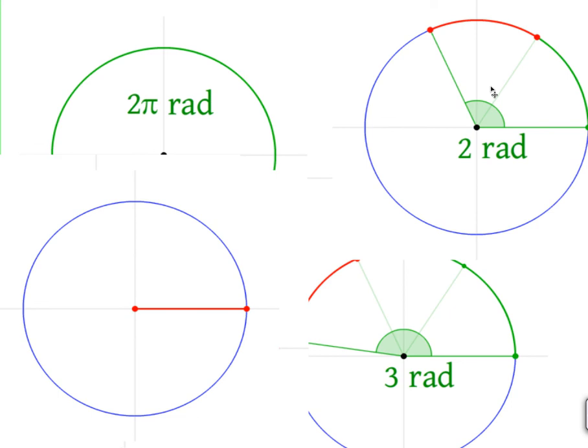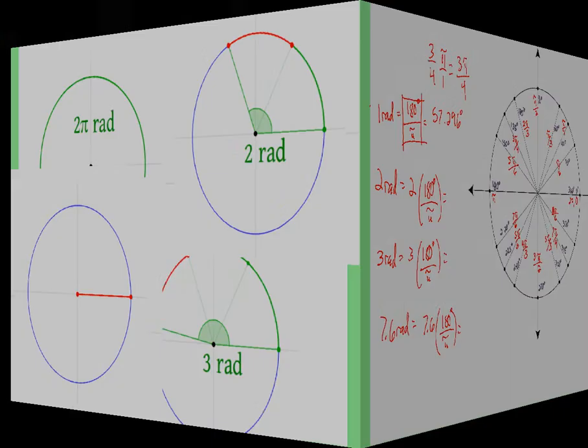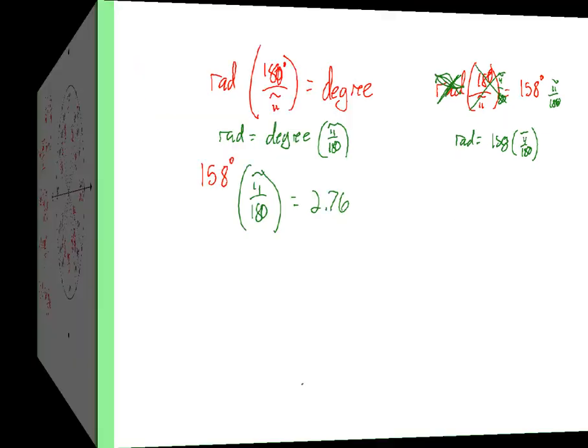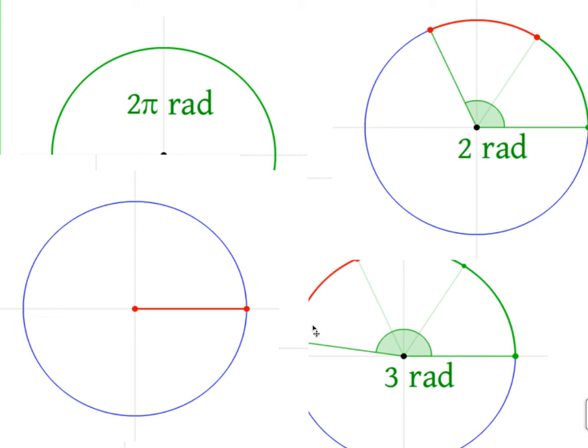There's 2 radians. There's 3 radians. So 2.76 will be closer to 3 than 2. It'll be somewhere in here. And we started with 158 degrees.